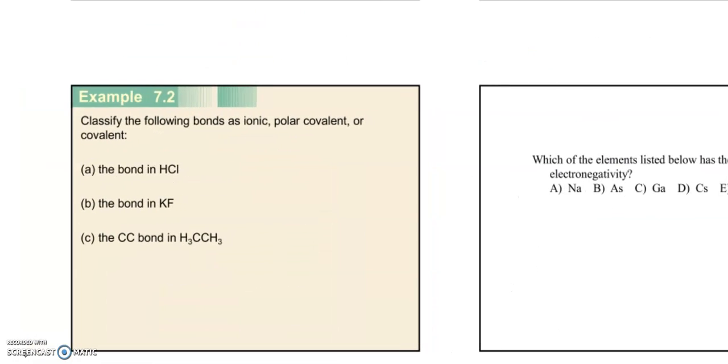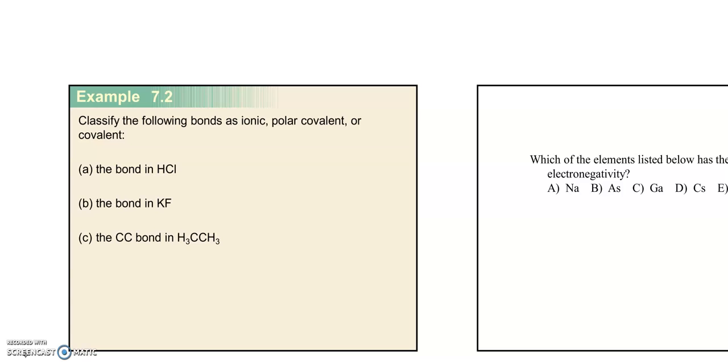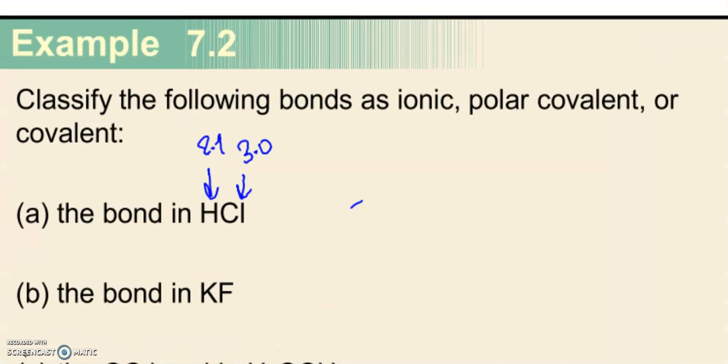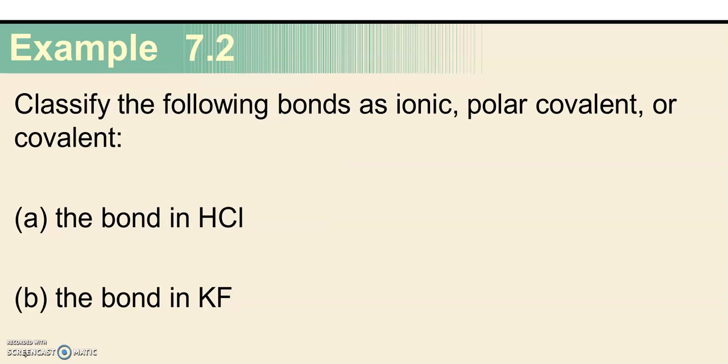For example, when I look at the table of electronegativity values, which will be provided in the exam, hydrogen is 2.1 and chlorine is 3. The difference is 0.9. So 3.0 minus 2.1 is 0.9, which is less than 2 but not 0. So this is going to be a polar covalent.